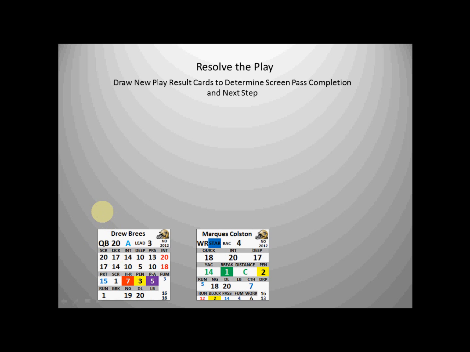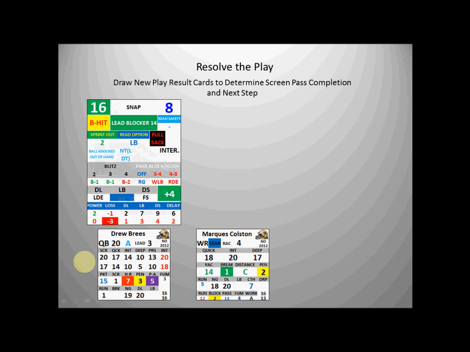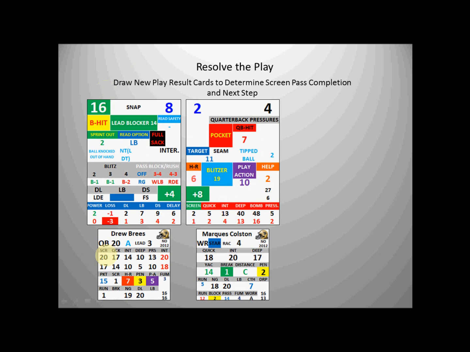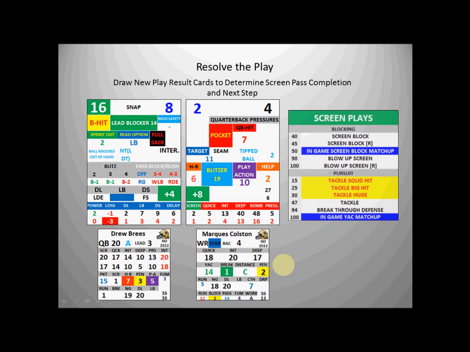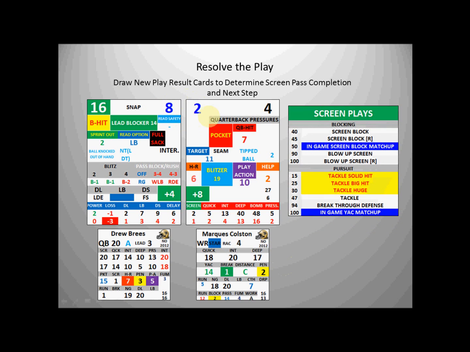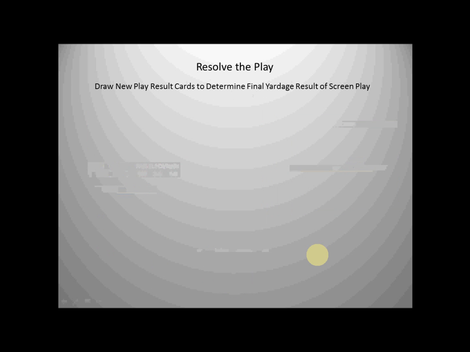That doesn't mean it's going to be complete all the time because there's still a chance for a drop. All right. So Brees to Colston on a bubble screen. 16 is within his screen number. So that pass is going to be complete to Marcus Colston. Then when we look at this number here, 82, when it comes to pursuit, we see that it calls for Colston to try and break through the defense. So Brees hits Colston. Henderson blocks it up effectively. And now we're going to find out what happens.